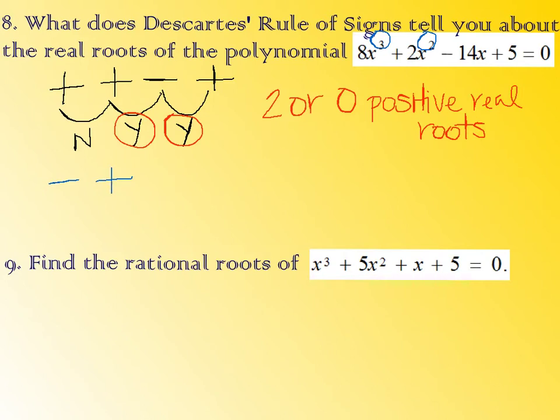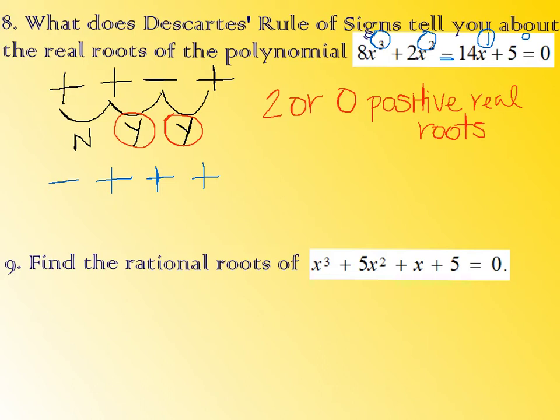The next term has a degree of 1. It's 14x to the first, and 1's odd. This was negative, but since it's odd, we change it to a positive. And our last term has a degree of 0, and that we consider as even, so it stays the same. It's a positive, so we keep it positive.